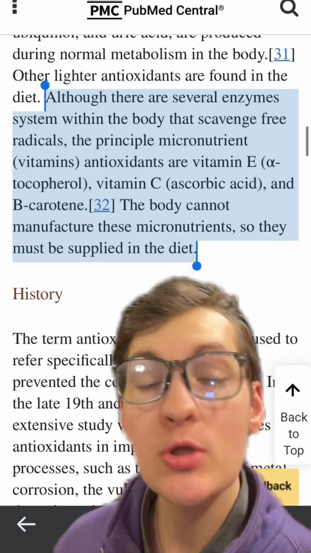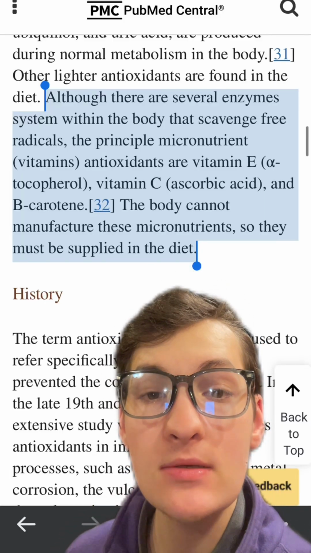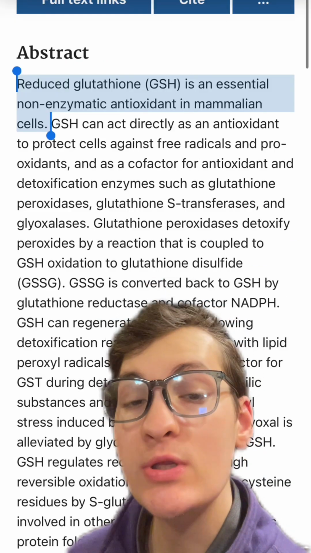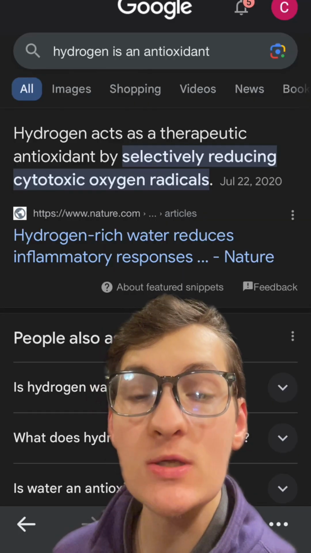Can you explain antioxidants? This one might get a little bit complex, so sit tight. The most common antioxidants you may have heard of are vitamin E, vitamin C, beta carotene, but other antioxidants include selenium, zinc, a protein that we naturally produce called glutathione, and even molecules as small as hydrogen.